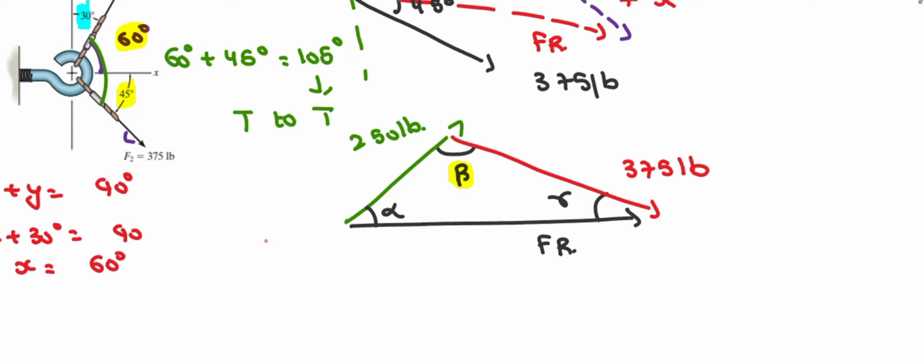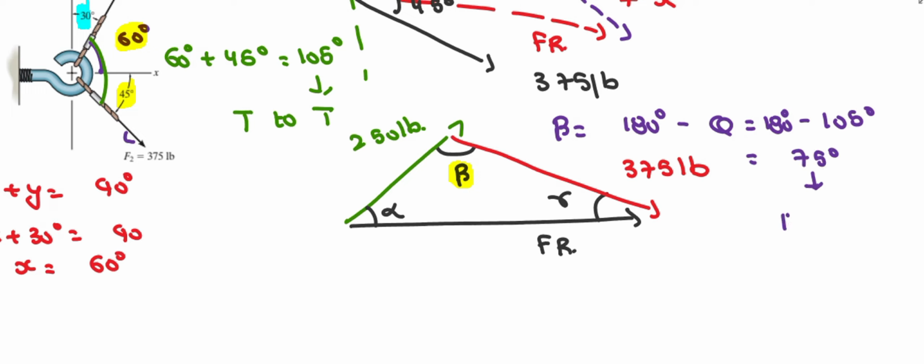If the tail to tail or head to head angle is given and we want to find the head to tail angle, we have a formula: beta equals 180 degrees minus theta. Theta is the head to head or tail to tail angle, and beta is the head to tail angle. So this is 180 degrees minus 105 degrees, which gives 75 degrees. So 75 degrees is the head to tail angle between the 250 pounds and the 375 pounds.